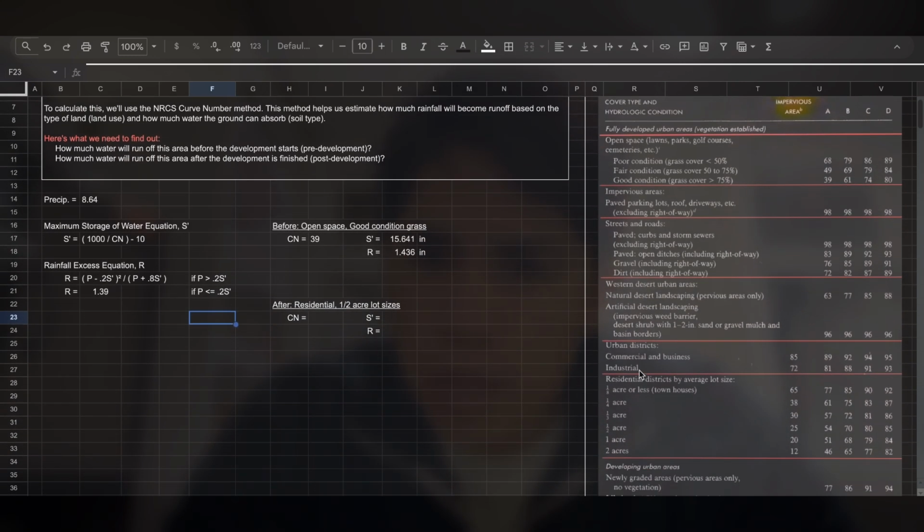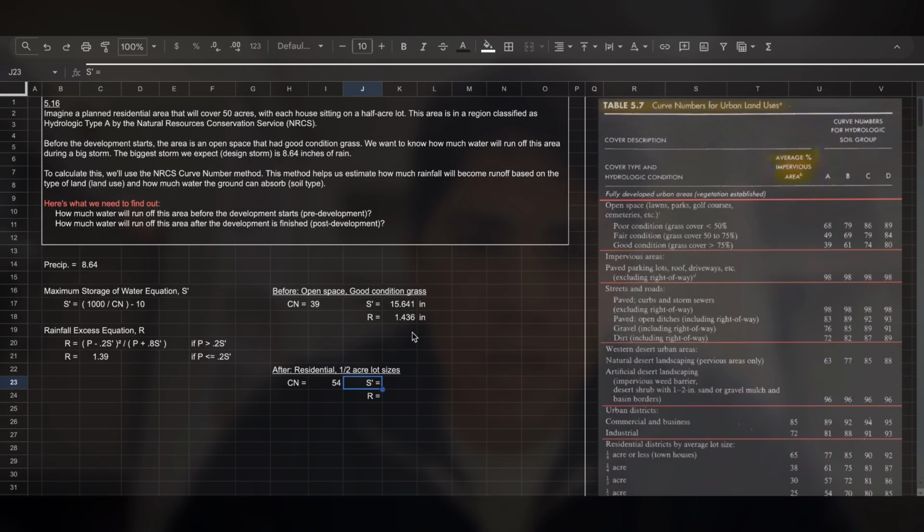If we go to our table, we have the residential category, and for half acre lots, type A, we have a value of 54. So we want to use that 54. And again, we solve for storage. It would be 1,000 divided by the curve number, minus 10.